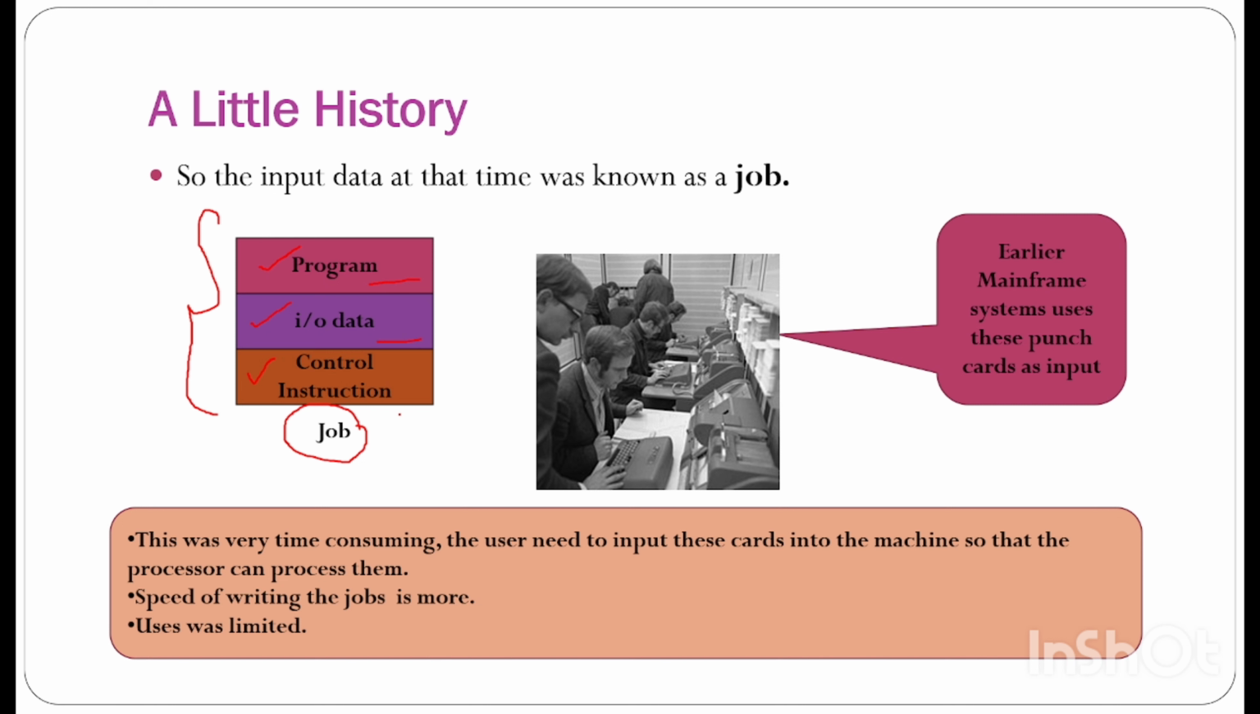And earlier the computers were the mainframe systems, and they used punch cards as the input devices, right? So you can see in this image that there are certain people who are working on the computer. These were the computers at that point of time, and you can see over here that there are a lot of punch cards kept over here, right? So this was very time consuming, as you can understand by now. The users need to input these cards into the machine so that the processor can process them. Speed of writing the jobs is also very slow, meaning it is time consuming, and the uses were limited.